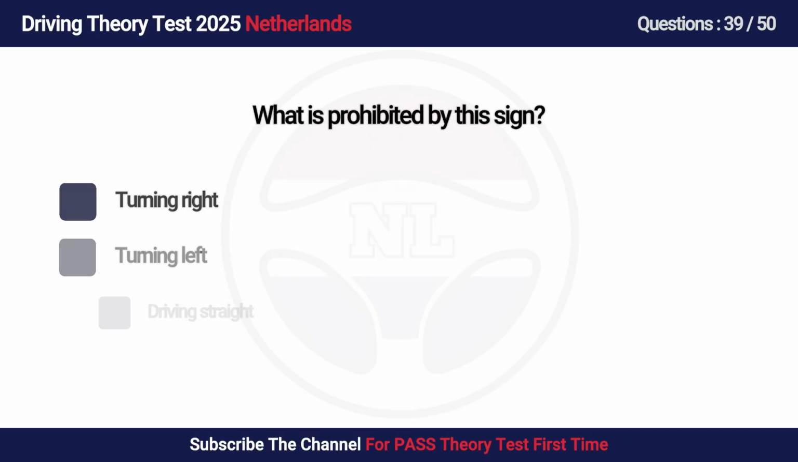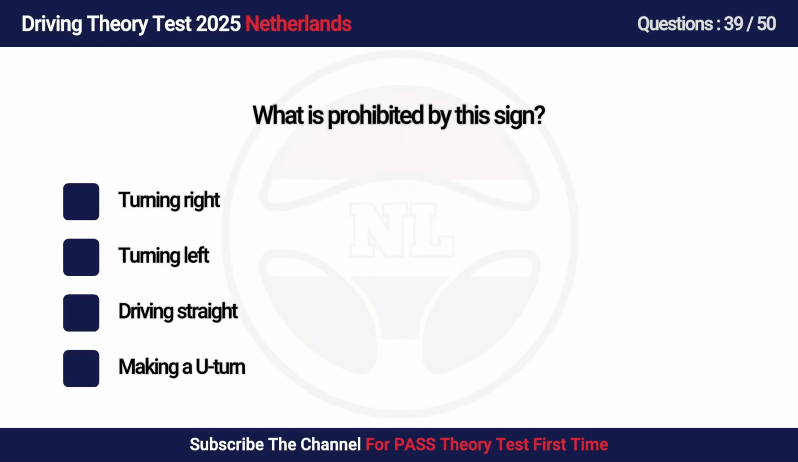Question 39. What is prohibited by this sign? A. Turning right. B. Turning left. C. Driving straight. D. Making a U-turn.